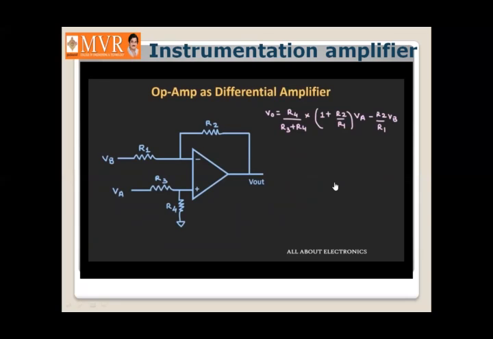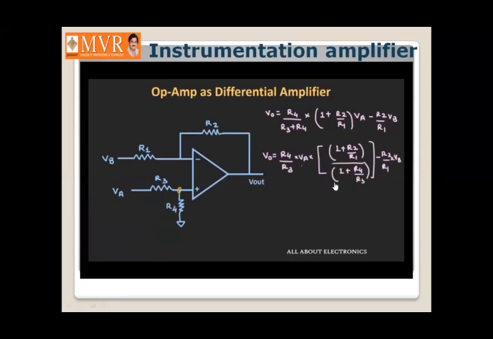At the non-inverting terminal, the voltage will be equal to R4 divided by R3 plus R4 times the voltage VA, and that voltage will get amplified by the factor of 1 plus R2 divided by R1. Similarly, the output voltage because of the input at the inverting terminal will be equal to minus R2 divided by R1 times this voltage VB.